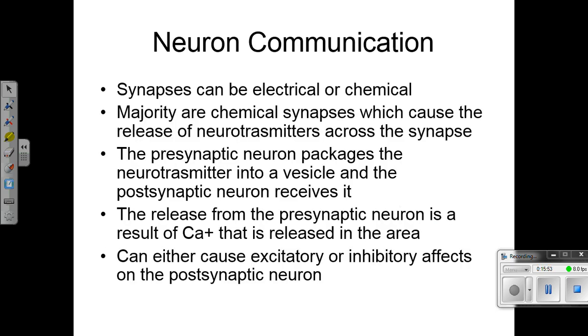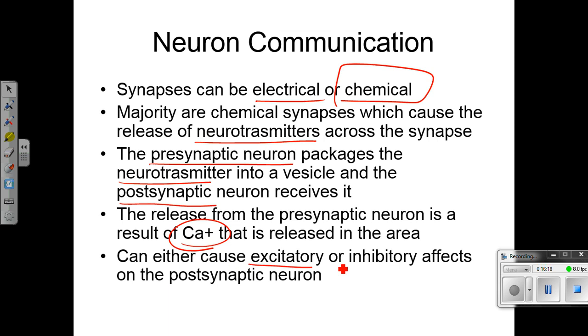Synapses can be electrical or chemical. Most of them are chemical. The majority are chemical synapses, which cause the release of neurotransmitters across the synapse. The presynaptic neuron, the first neuron, packages the neurotransmitter into a vesicle, and then it sends it to the postsynaptic neuron. The release from the presynaptic neuron is the result of calcium that is released in the area. It can either cause excitatory or inhibitory effects on the postsynaptic neuron. So it can either cause something to happen or inhibit something from happening.